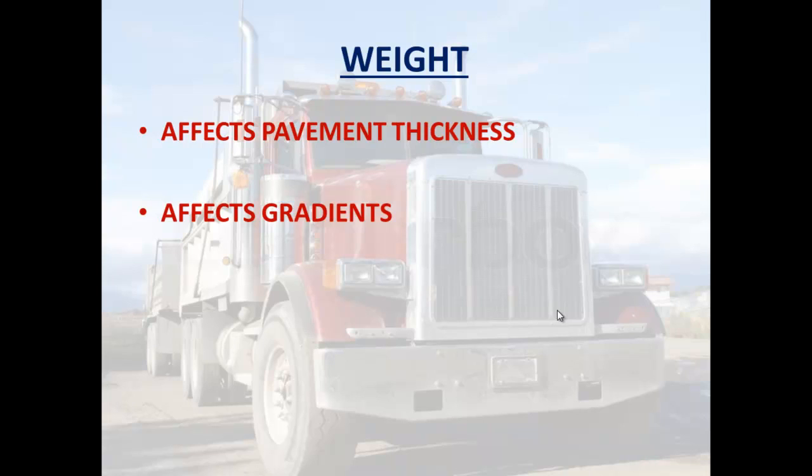Weight is another static vehicular characteristic. As you can see on the screen, it affects the pavement thickness and it affects the gradients. I had told you earlier that weight affects the structural design of the pavement, which means the pavement thickness in effect. The more the weight of the vehicle, the more the pavement thickness needs to be, and vice versa. Obviously, it also affects the gradients which can be given in the road design. You see, if the weight of the vehicle is more, we cannot provide steep gradients, can we?